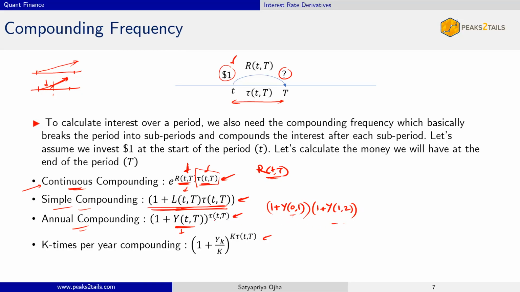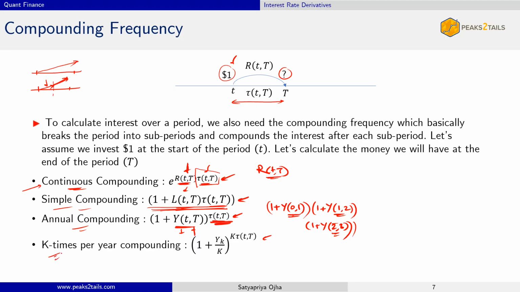These are the number of years. Let's say there are 3 years. The next one would be Y from 2 to 3. That's it. Now, let's say the rates are the same, flat, for example. Then I can replace it with one quantity and it will be to the power of 3, correct? For 3 years. Exactly, that is what is written: to the power year fraction.